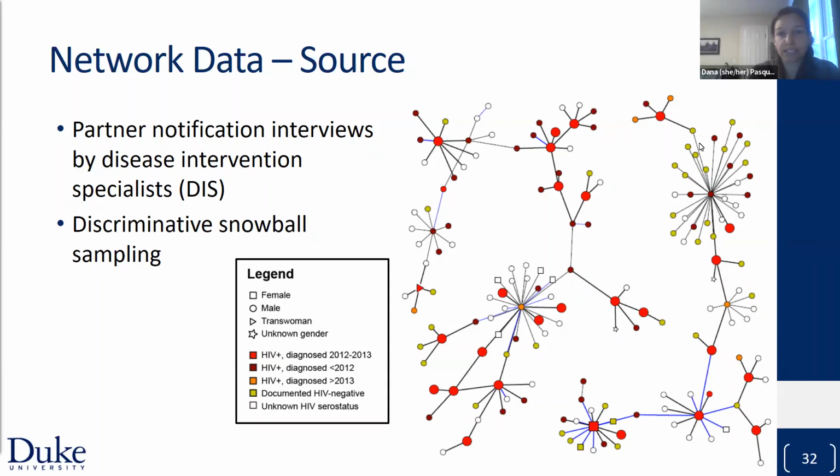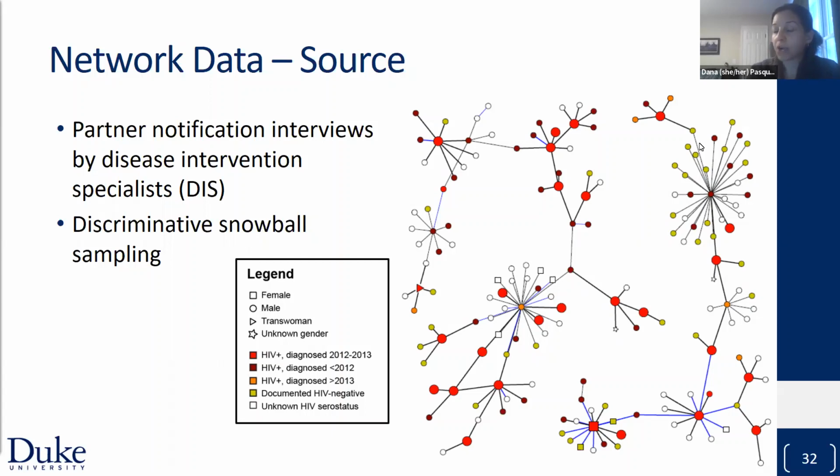Instead, someone called a disease intervention specialist contacts the person who's newly diagnosed and interviews them to ask about any kind of care needs that they might have, also asks about risk behaviors, and then any kind of contacts or partners who might benefit from testing. These are called partner notification interviews.